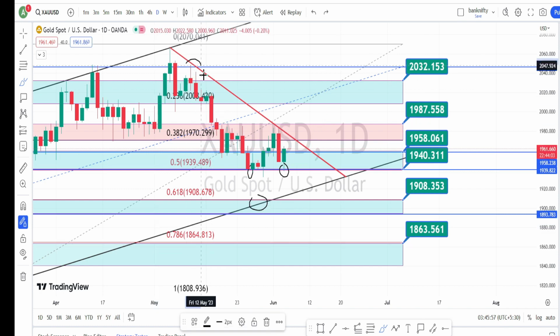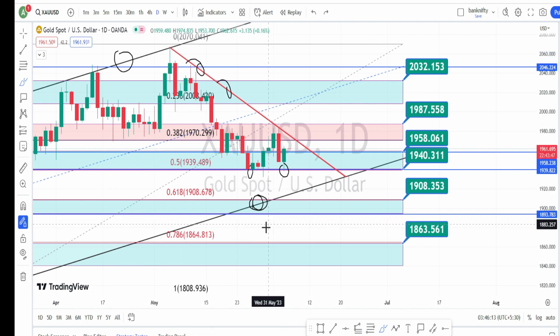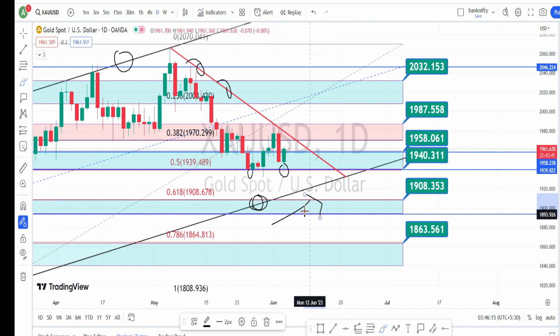So although the price action is on a bearish trend, since the price action is still trading within a bullish channel pattern, we can expect the bullish side bounce back at any time as long as it is trading above this trend line or the support line.